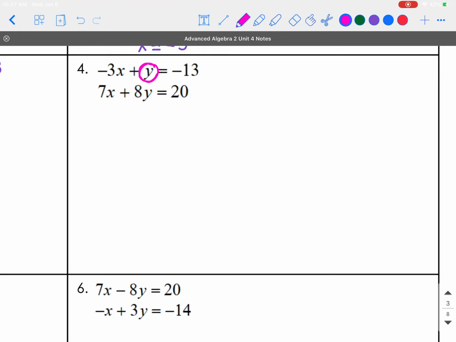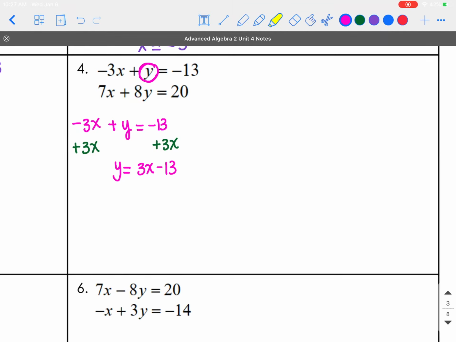So if I change this first one, if I want to change that one to get y by itself, all that I have to do is add the 3x to both sides. And that gives me y equals 3x minus 13. So that one was pretty easy to do, and it didn't have any fractions involved. So that's the one that I'm going to use.